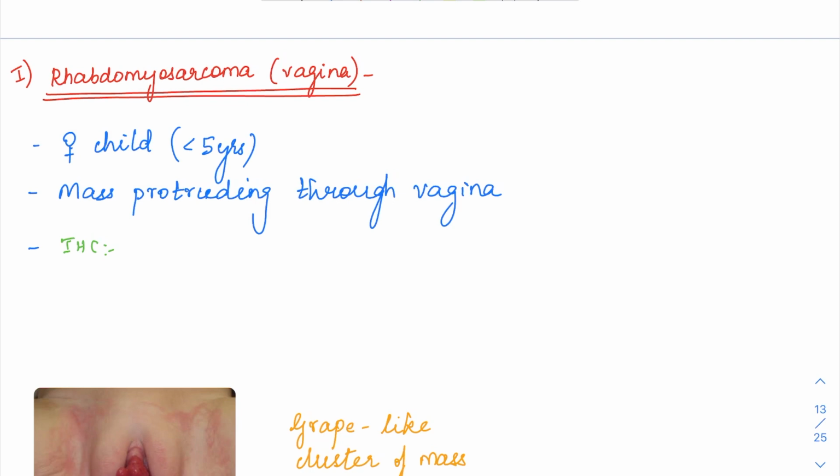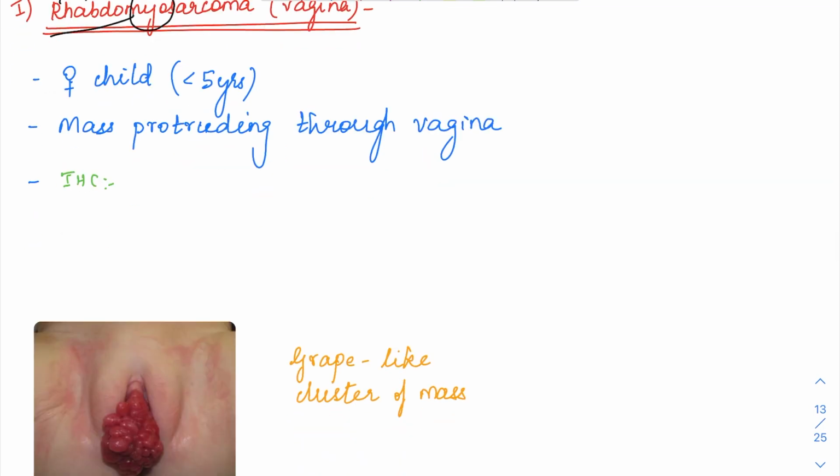Okay. So rhabdomyosarcoma. So it is a mesenchymal malignancy. Rhabdomyo. So myo refers to muscle and rhabdo refers to the skeletal muscle. So it is going to be a skeletal muscle tumor. Usually in the female genital tract, it is going to present in less than 5-year-old child. So in less than 5-year-old child, they can give you a history of a mass protruding through the vagina. So this mass is going to appear grape-like.